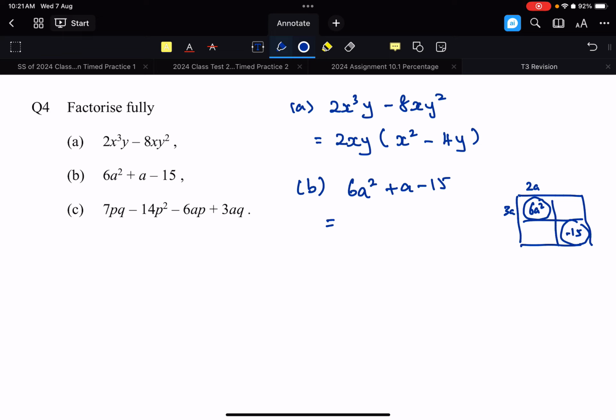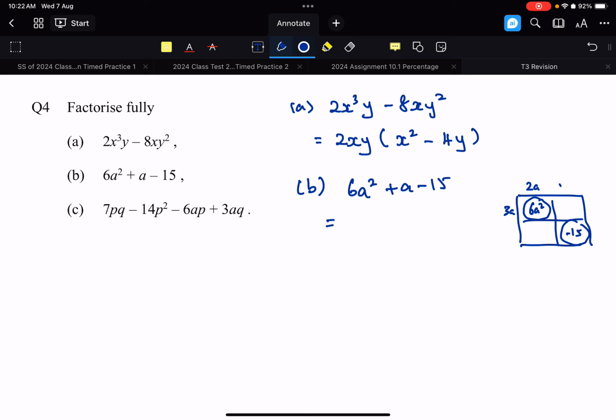So 2a, 3a means over here I will have negative 3 and 5. Yeah, that works, right? Sorry, negative 15 over here. Don't mind me, all right? I'm just trying to sort this one out.